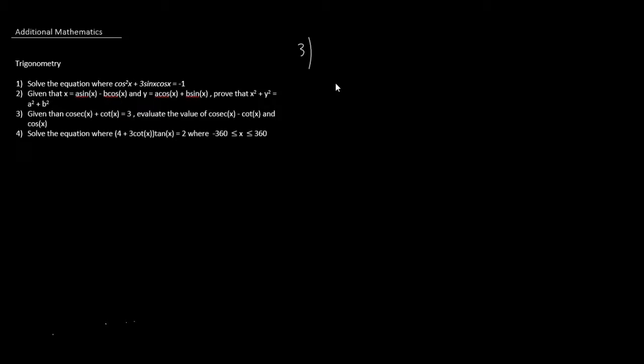We will be using our knowledge of identities. Remember that cosec x is equal to 1 by sin x, and cot x is cos x over sin x. Right? This is because tan x is sin x over cos x, and cot x is 1 by tan x. And so this will give us equal to 3. And therefore, 1 plus cos x is equal to 3 sin x. Yeah, nothing fancy here, because they are like terms, so we can directly add them, and I just cross-multiply, right?